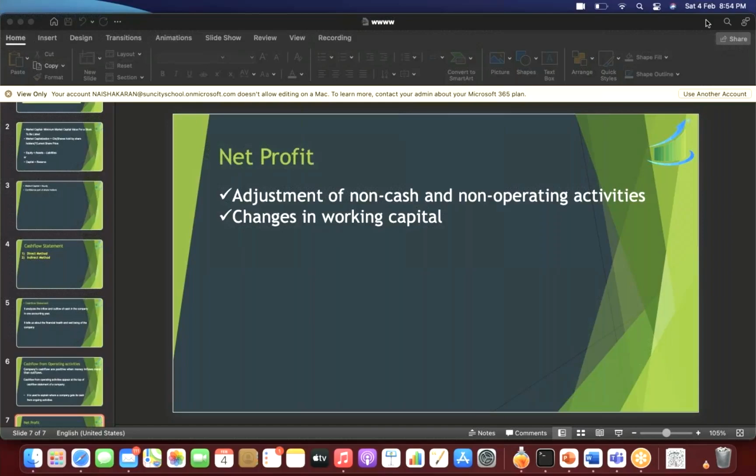What do we do? Decrease in current assets is added. Increase in current liability is also added. We will discuss how; I'm just telling you what is done. And vice versa, increase in current asset and decrease in current liability would be deducted. So for an increase in current asset and decrease in current liability, the cash is decreasing. And for a decrease in current asset and increase in current liability, the total amount of cash is more.